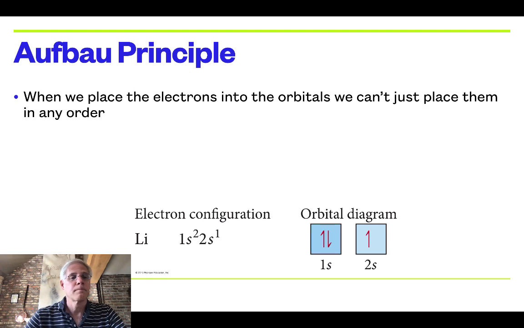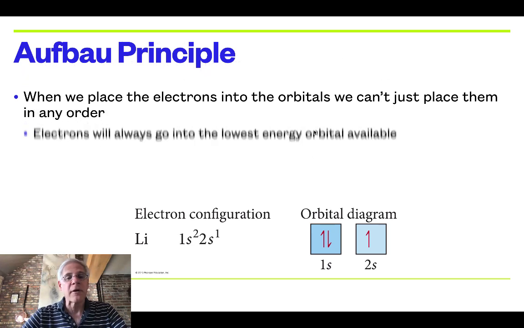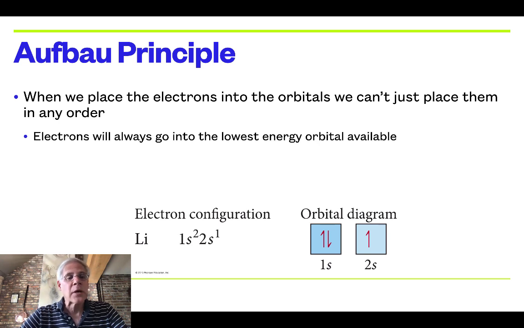When we're putting our electrons into the orbitals, we have to use something called the Aufbau Principle, right? So we have to follow the Aufbau Principle. And what that means is that when we are putting electrons into those orbitals, we can't just place them anywhere we want in any order. Electrons fill in a very specific, important order, and they always go into the lowest energy orbital available.